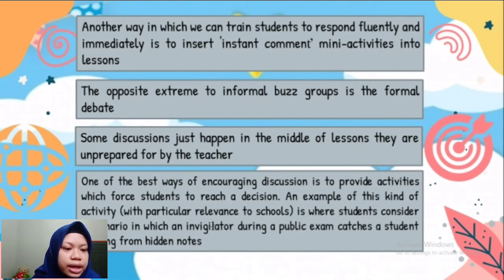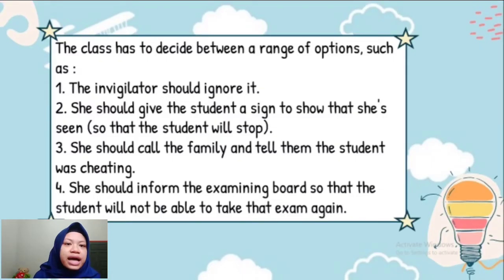An example of this kind of activity is where students consider a scenario in which an invigilator during a public exam catches a student copying from hidden notes. The class has to decide between a range of options, such as: first, the invigilator should ignore it. Second, she should give the student a sign to show that she has seen, so that the student will stop. Third, she should call the family and tell them the student was cheating. And fourth, she should inform the examining board so that the student will not be able to take the exam again.